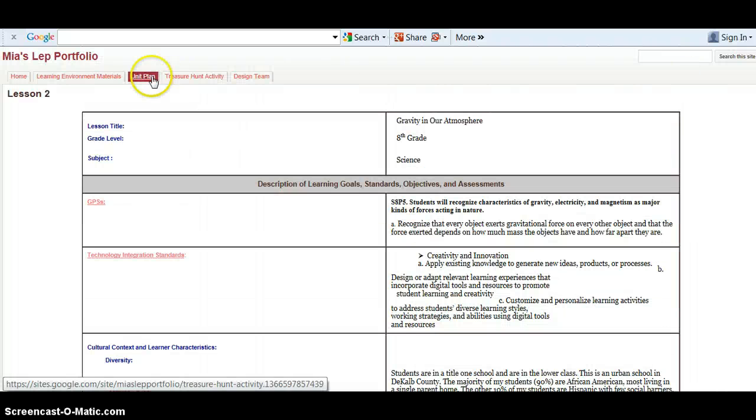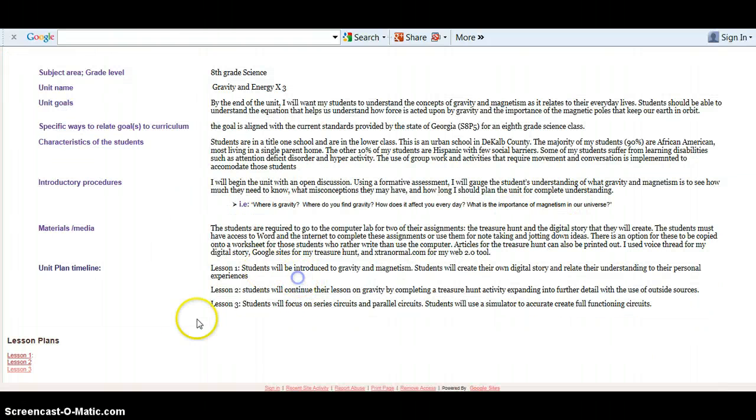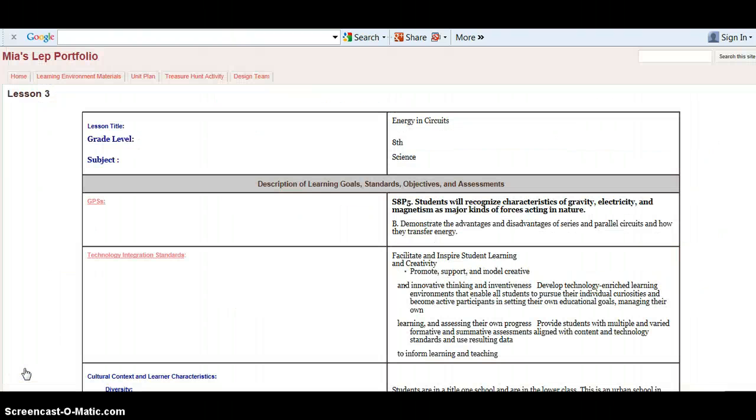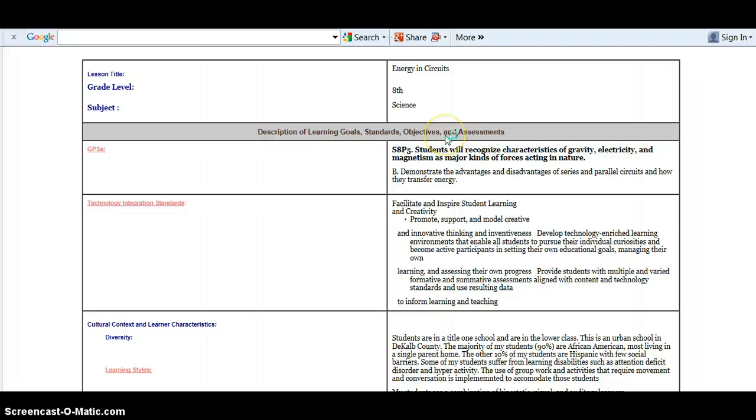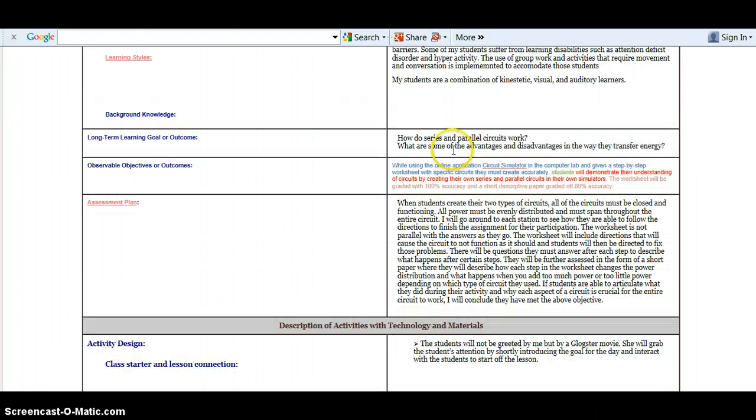And my last lesson is actually going to be a simulation of parallel and series circuits. So this is the energy in circuits. The standard is students will recognize characteristics of gravity, electricity, and magnetism as the major forces acting in nature. So I chose to focus this one on the electricity part. They will demonstrate the disadvantages and advantages of series and parallel circuits and how they transform energy.